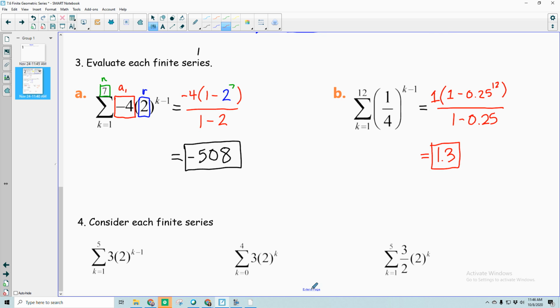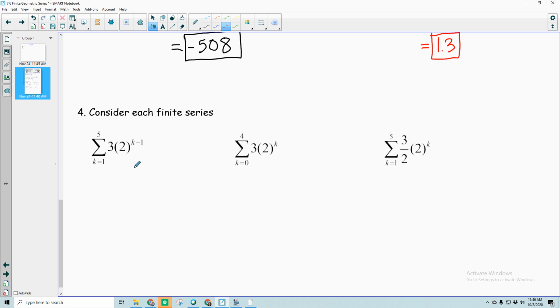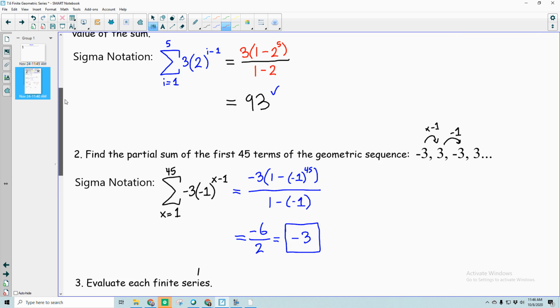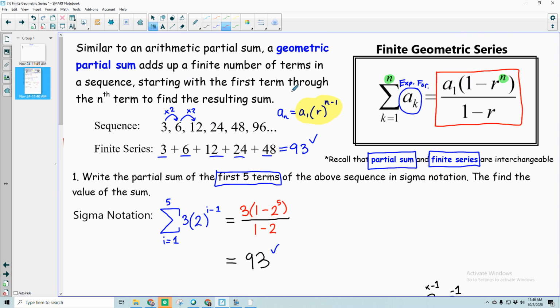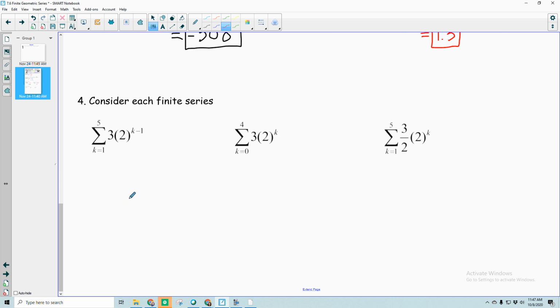All right, and then the very last thing I want to show you in this video is when we just consider how to use each of these finite series. So we have our formulas that we learned for the arithmetic and our geometric one that we learned right now that helps us calculate this, okay? But again, I want to take a look at what these series are doing in slow motion, okay?